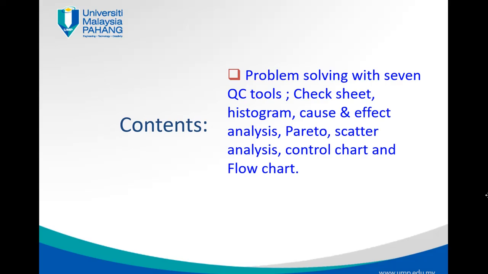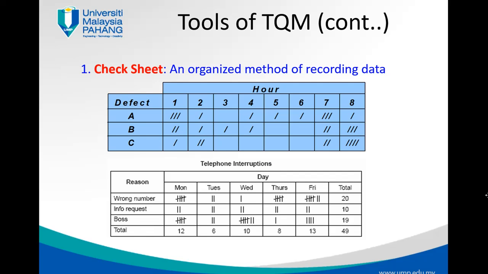So the content are 7 QC tools. So basically the 7 QC tools here are the commonly used tools in order to identify the problem and also analyze the main problem in our organization. So basically these are the tools that are normally used to screen the problem, and from there we try to propose a suitable solution. The first tool here is the check sheet, an organized method of recording data.